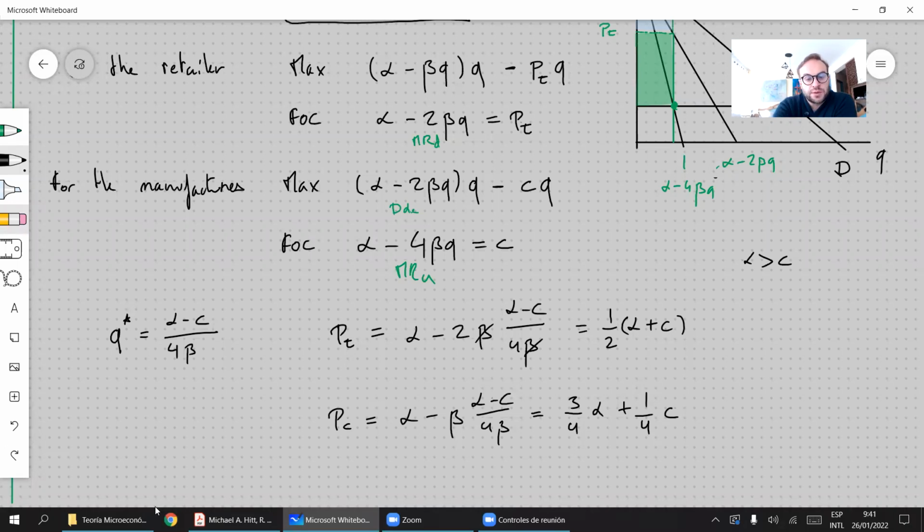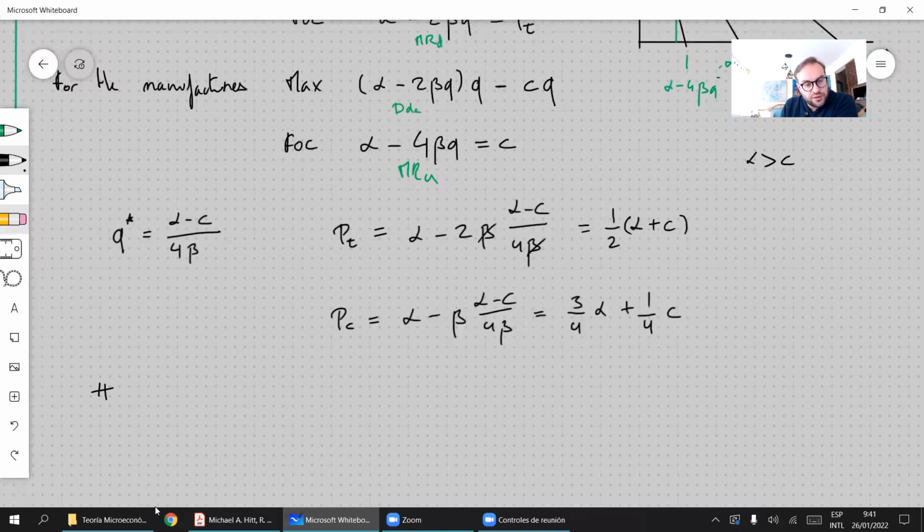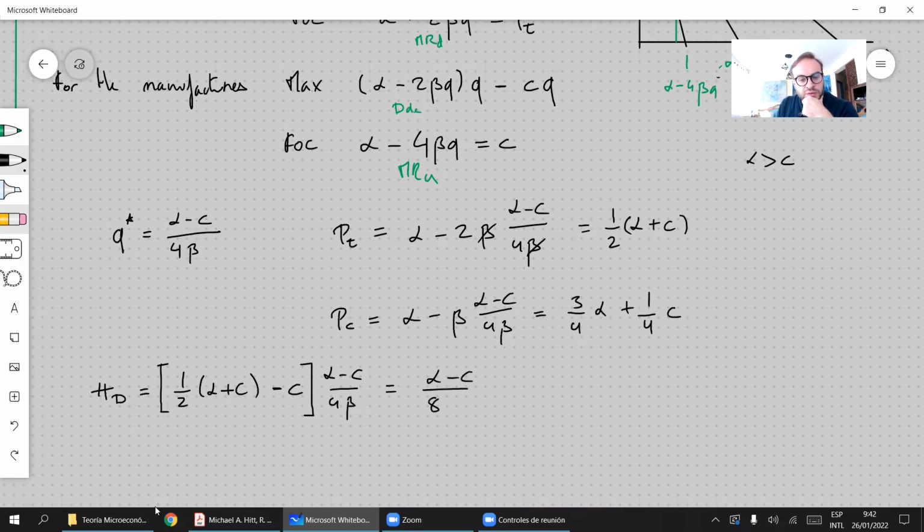In terms of profits, what is the profit of the downstream firm? So the downstream firm is going to receive a price of 1/2 of alpha plus C, and he's going to pay C to produce each unit that he produces, and he's going to produce alpha minus C divided by 4 beta. So this is, if I am correct, going to be half. So this should be alpha minus C divided by 8 beta. Please tell me if I'm doing something wrong. I think I'm okay.